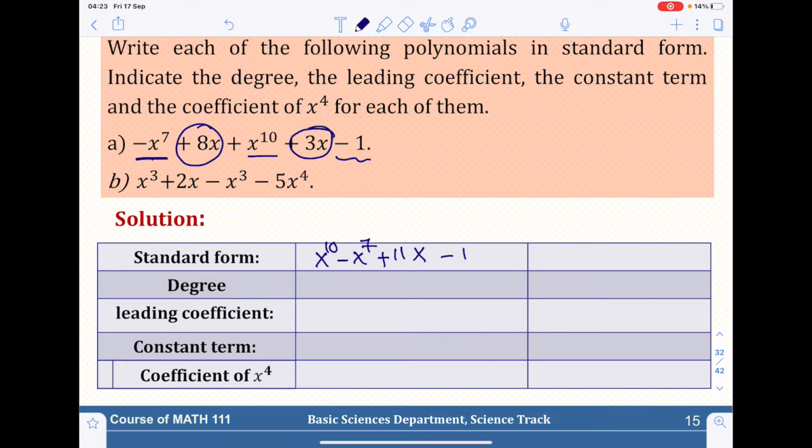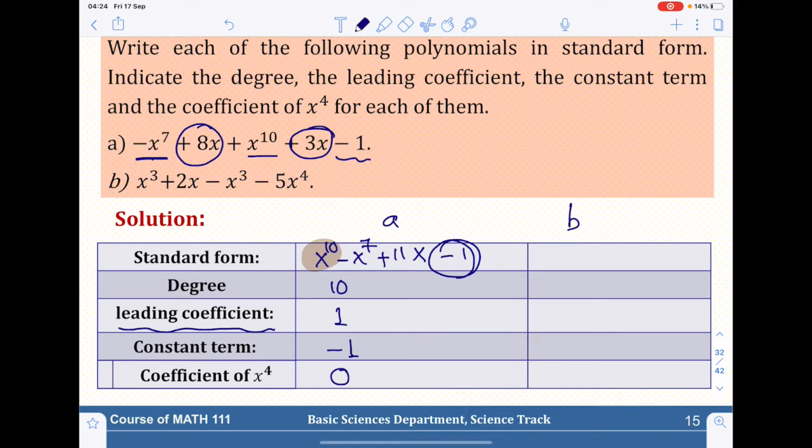The degree of this polynomial, the highest degree of the terms, which is 10. And here the leading coefficient, which is the coefficient of x to the power 10. Since there is nothing here, it means it would be 1. And then the constant term, which is -1. And the coefficient of x to the power 4, here we don't have x to the power 4, so the coefficient would be 0. Okay, so this is A.